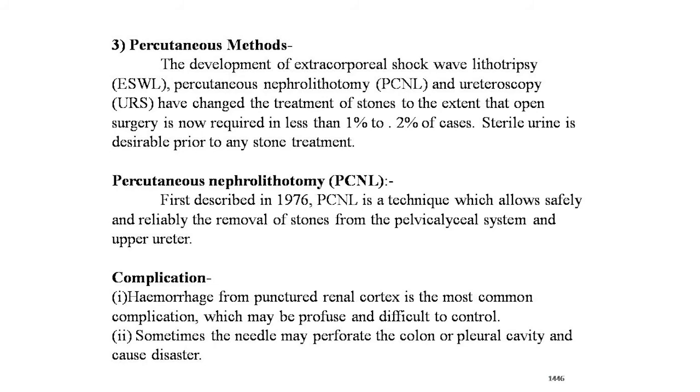First, we will see the percutaneous nephrolithotomy, that is the PCNL. First described in 1976, PCNL is a technique which allowed safely and reliably the removal of the stones from the pelvic calyceal system and upper ureter.